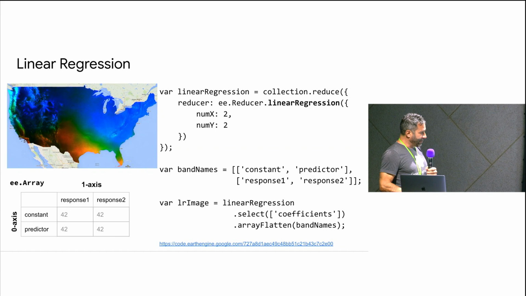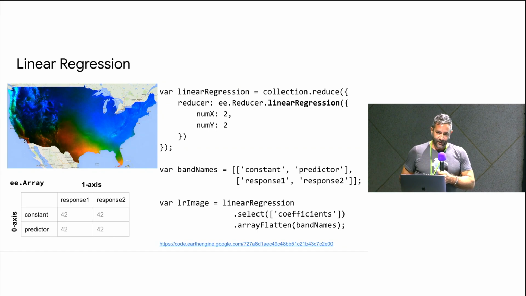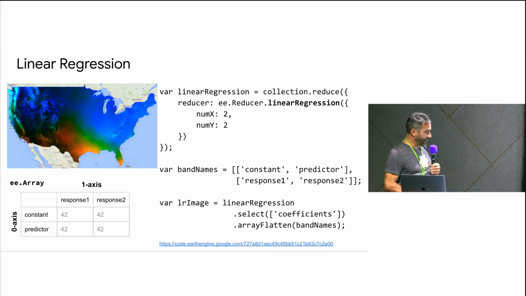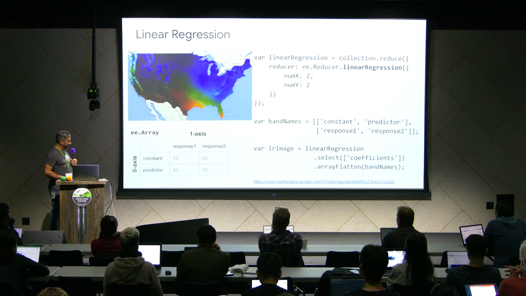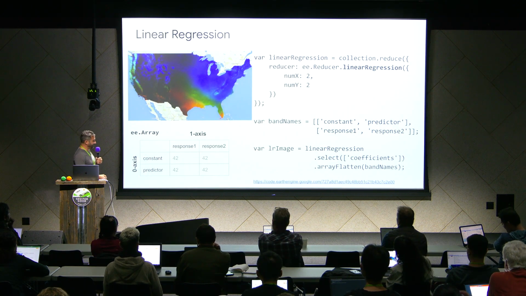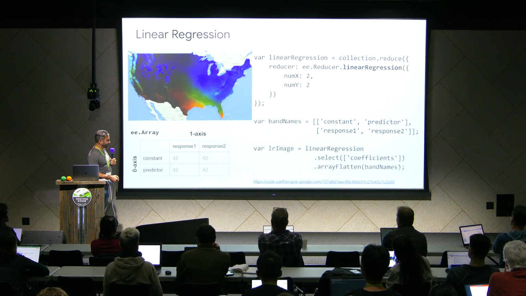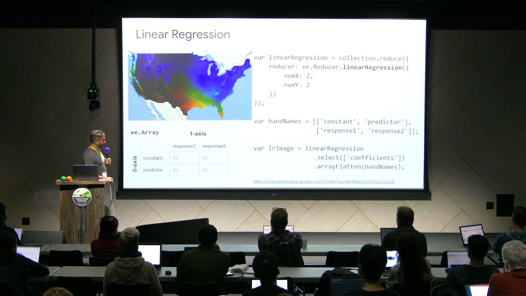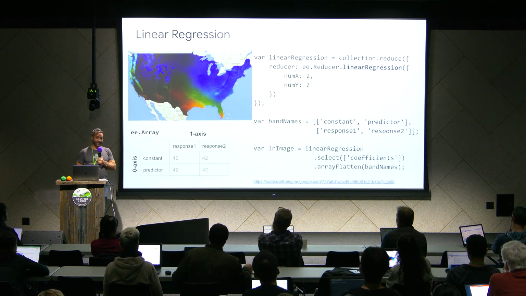What you get out of this linear regression reducer is an array image. And you've got to unpack the bands from that array image. And the way that you do that is you select the coefficients. And then you would call arrayFlatten with this list of lists. So specifically, what these lists are: a list of the labels of the 0 axis first, and a list of the labels of the 1 axis.